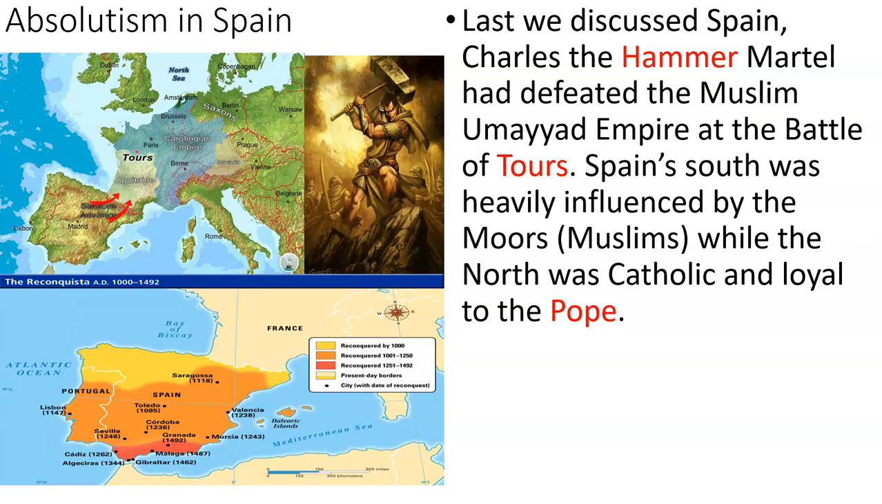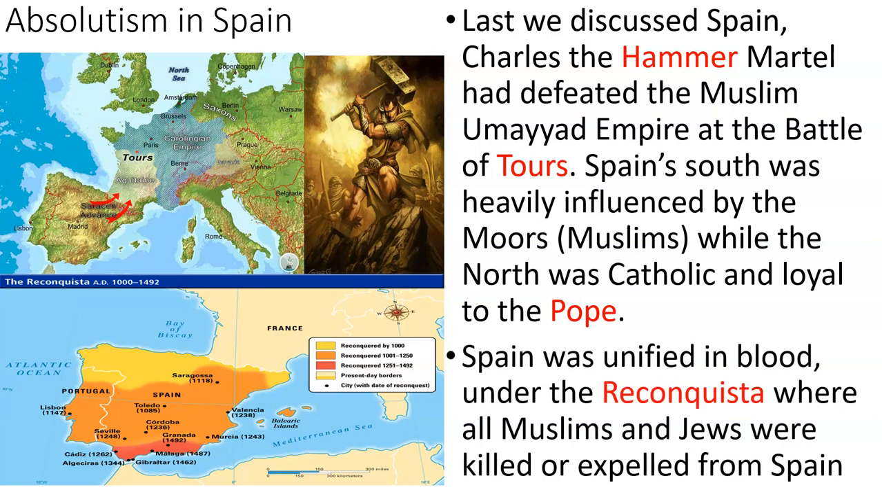Mediterranean and all that. What will happen is the Catholics and the Muslims are going to wrestle for power, and slowly the Catholics will push the Muslims back down to North Africa. This is called the Reconquista. It takes time. It takes almost 500 years. It's slow and steady moving.